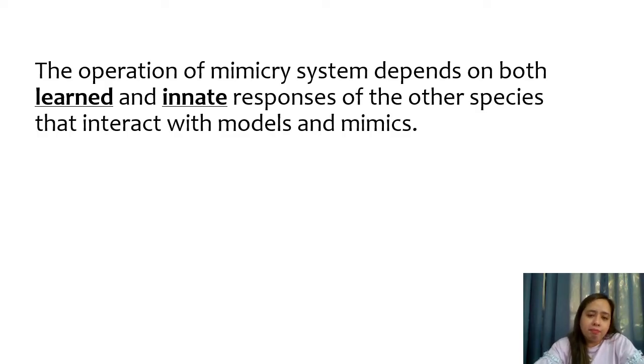So the operation of mimicry system depends on both learned and innate responses. Learned, because you have been exposed to that operation or to that system, and then it hurts you, or there's an impact on it, and the next time that you see that, you tend to go away from it if the experience is painful. But if the experience is pleasant, of course, you keep going back to it, to the point that it becomes your innate response to the other species.